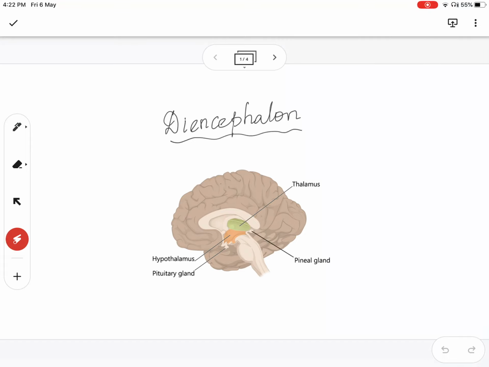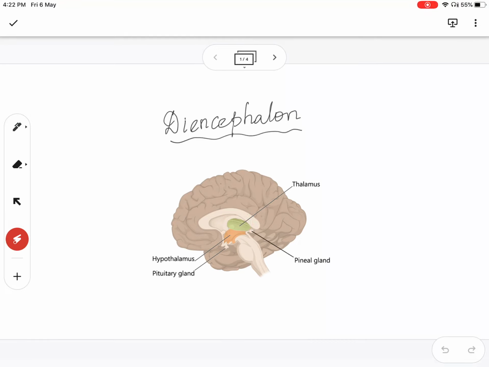Now what is the function of this pineal gland? Its function is the sleep-wake cycle. Okay, and this epithalamus also ensures the working of our sexual maturity. Okay, what does it ensure? Sexual maturity. Okay, so this is about the epithalamus which is present over here.